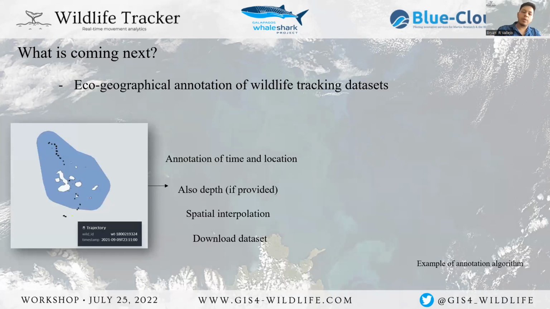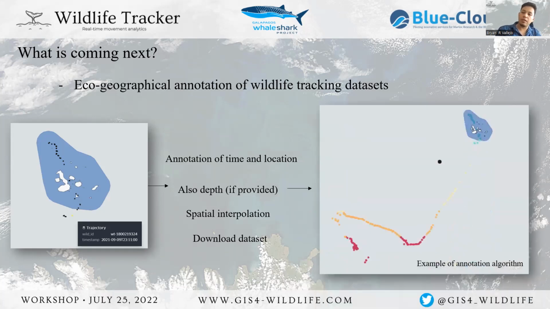For the future development of the wildlife tracker, we have been adding a new algorithm for ecogeographical annotation. As you know, wildlife tracking data is points, locations, and what we want to do is create an annotation of time and location, and if possible also depth, create some spatial interpolation, and start adding different enrichment, for example, sea surface temperature. This is just an example of how the algorithm will be working. With this, we can provide a download button, and users can keep working in statistical modeling, whatever they need.